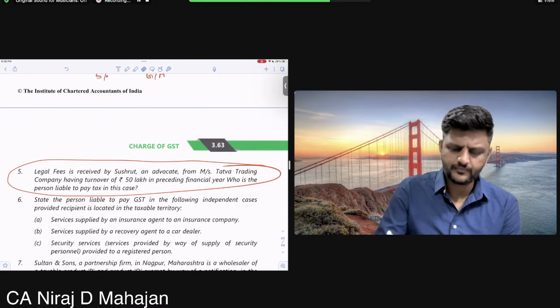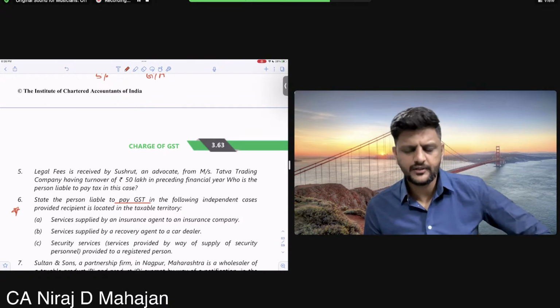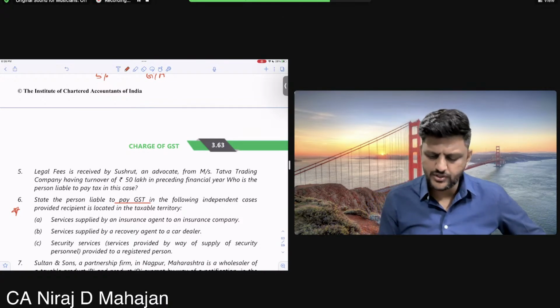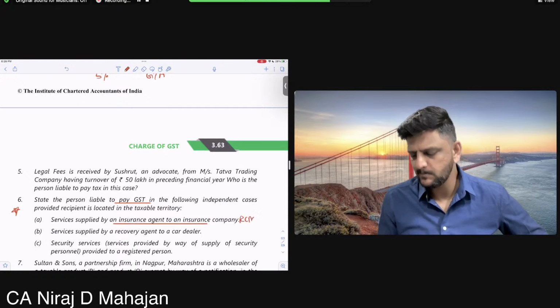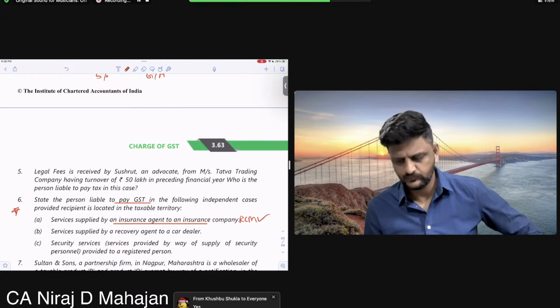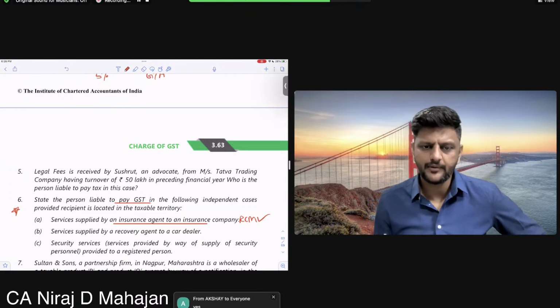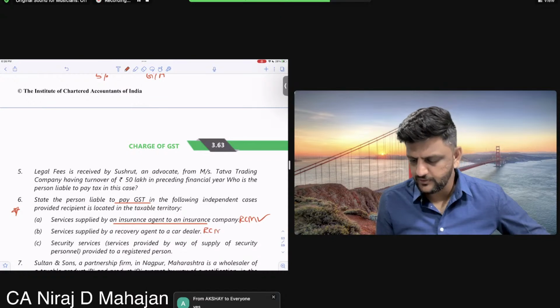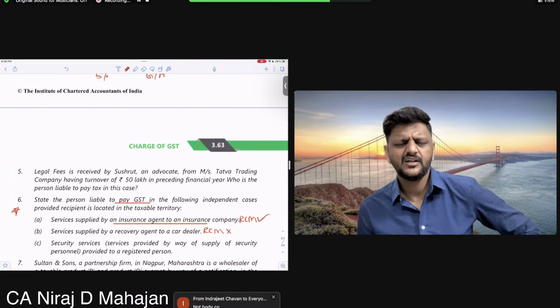Pay attention now. The next one is also a good example. Sixth one. State the person liable to pay GST in the following independent cases, provided the recipient is located in the taxable territory. Service supplied by an insurance agent to the insurance company. RCM applicable? Yes or no? Service supplied by a recovery agent to a car dealer. RCM, children? Not applicable. Not applicable. Why?